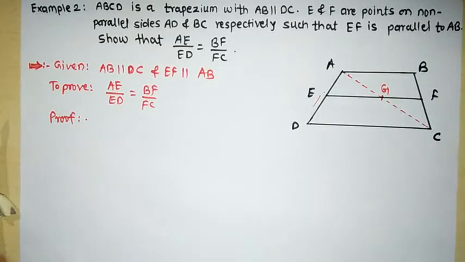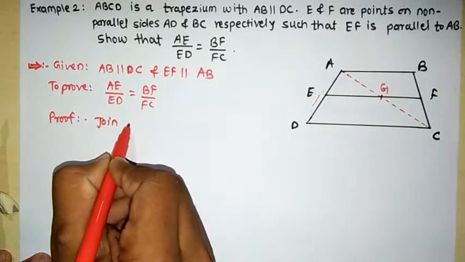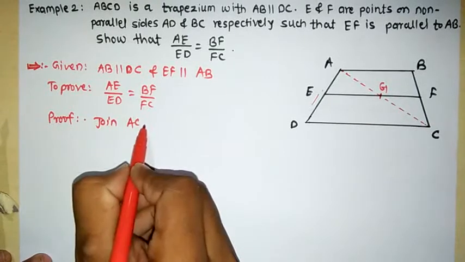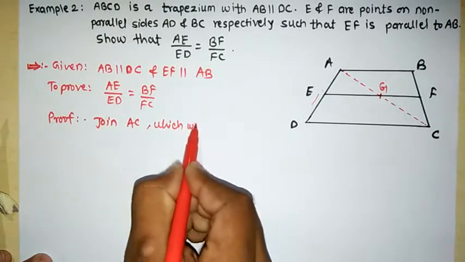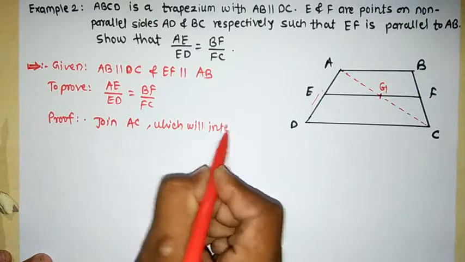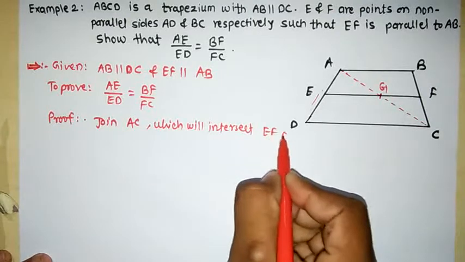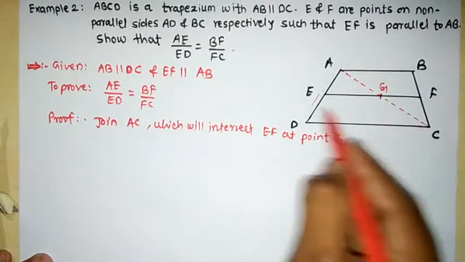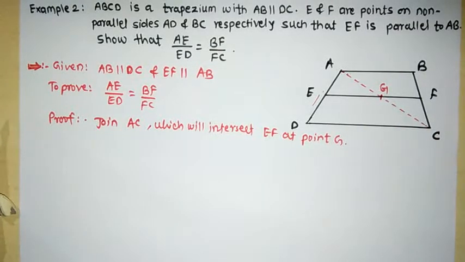Now you have to see here. Proof. Join AC which will intersect EF at point G. EF को कहां पर intersect हो रहा है? At point G. This is a construction.